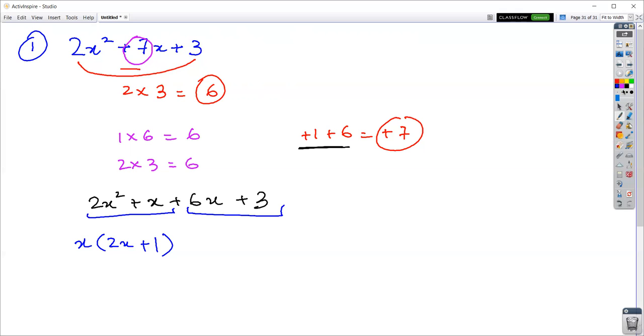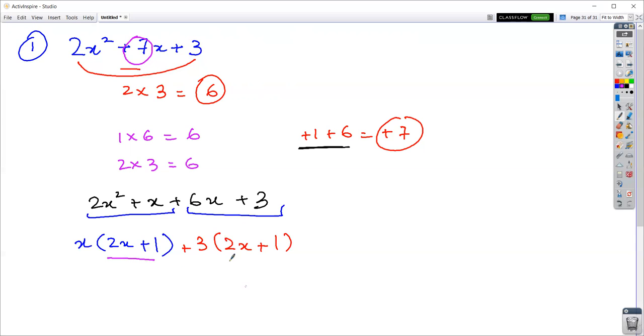To factorize the last two terms, we see whether we can take any number as a factor. We have 6 and 3, and the highest common factor of 6 and 3 is 3. I'm going to write plus 3 as a factor outside, and inside the bracket, how many 3s make 6x would be 2x, plus how many 3s make 3 would be 1. We need to make sure that the two brackets are exactly the same.